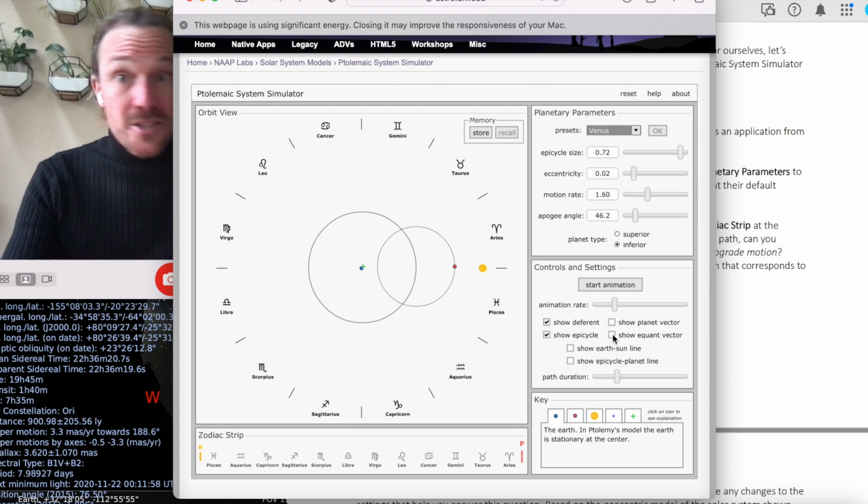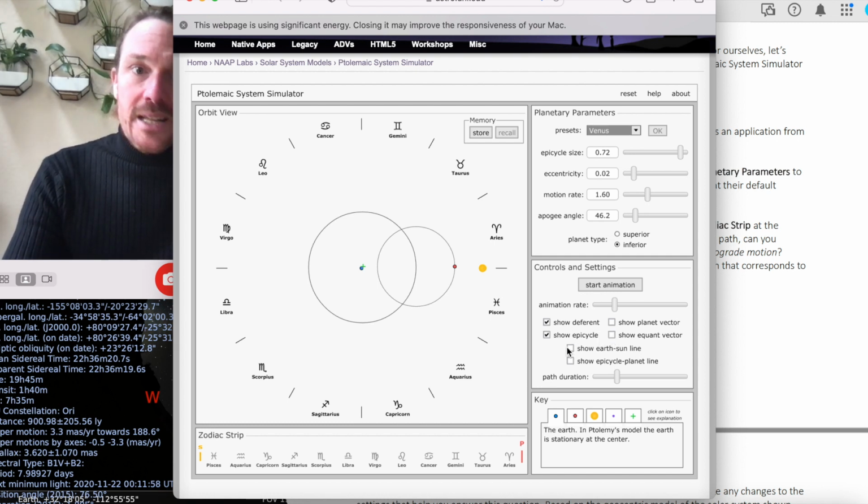Such complicated names for things that turned out to not even be a correct model, but that's perfectly fine. It's fascinating to think about. It's almost like alchemy or something. Show the Earth-Sun line, okay? So you can see there, right?